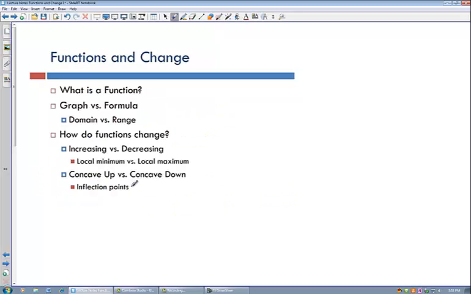The last thing we want to look at is how do functions change.